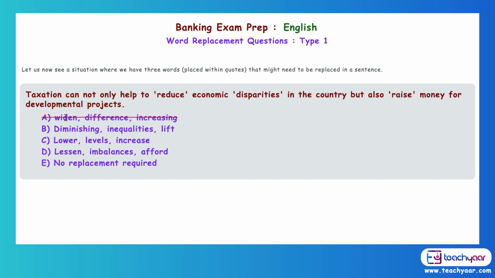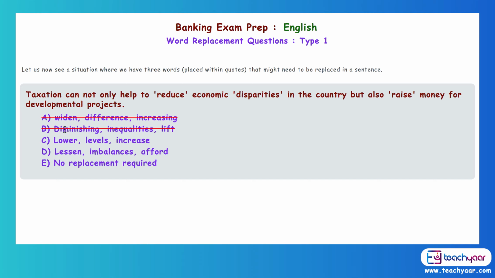The first word, diminishing. So can not only help to diminishing economic. Diminish is okay. Diminishing is not right. So B is deleted. C, first word, lower. Can not only help to lower. Lower is okay. What is D? First word, lessen. Lessen also means to reduce. So that is okay. And we have kept no replacement required there. So out of 5, we have 3 options left.